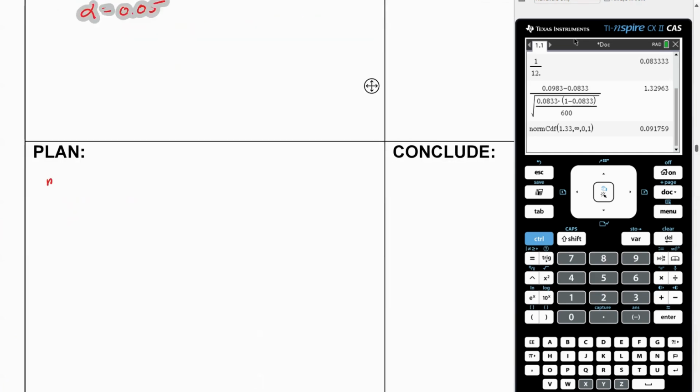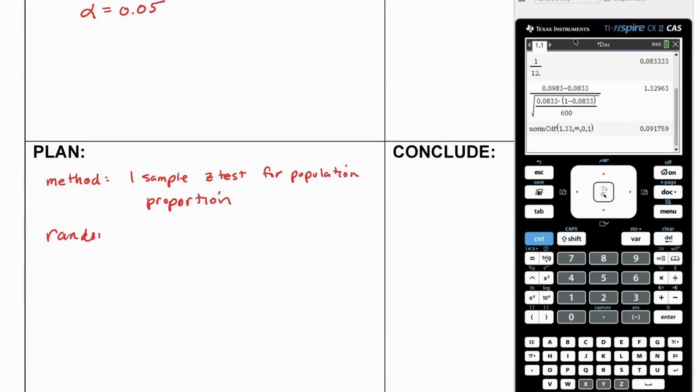Our plan, our method, continues to be the one sample z-test for population proportion. And under random, random is stated in the problem. So we meet that condition.